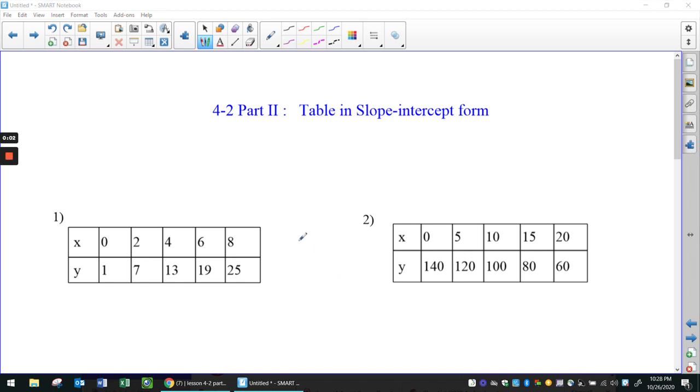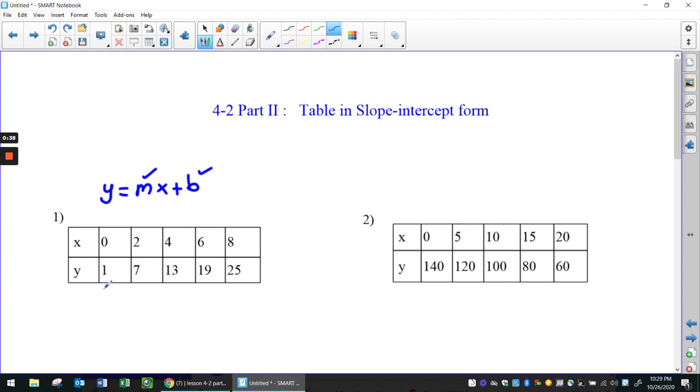Okay, today we're looking at part 2 of lesson 4-2. We're going to look at how to come up with the slope-intercept form given a table this time. So y is equal to mx plus b is our slope-intercept form, just like we did in the previous lesson with a graph, but this time we're given a table. So we still need to find those two missing links, which are our slope and our y-intercept.